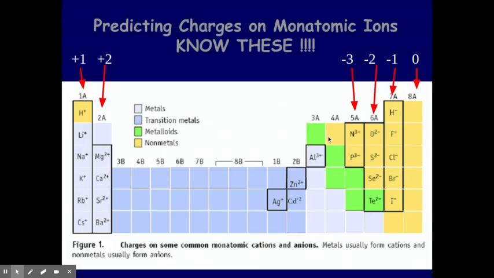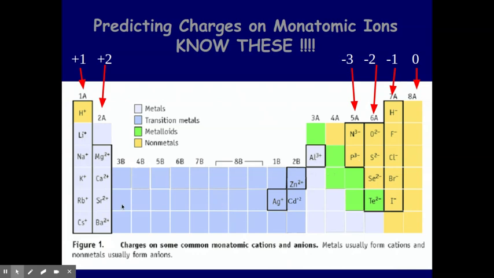If you haven't already put these on your periodic table, you should. Everything in this first column tends to make a plus 1 charge. Everything in the second column tends to make a plus 2. Over here, they tend to make negatives. So, of course, noble gases aren't doing anything, but the halogens tend to make negative 1s. The oxygen group, negative 2s, negative 3s here.